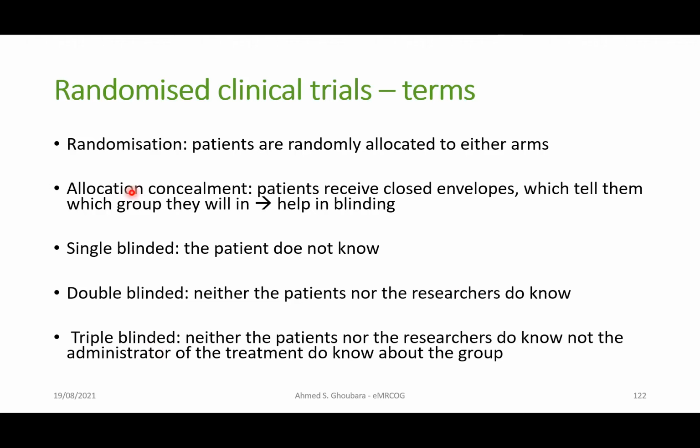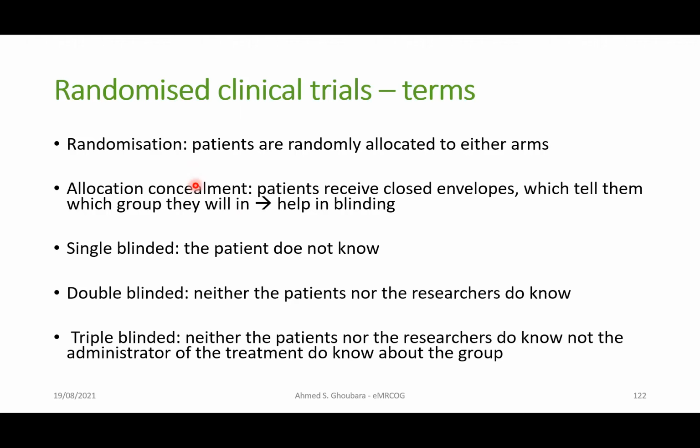And the allocation concealment will help with this blinding. Somebody will put a random medicine into a closed envelope and give it to the patient. Or somebody will take a random number, print it on paper, put it in a dark black envelope, and give it to the patient. We don't know what's going on.